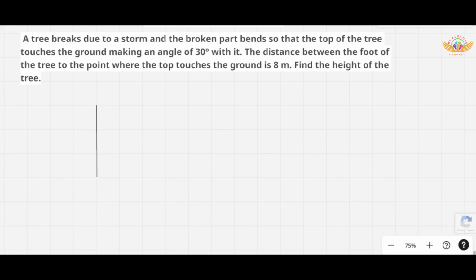The tree was broken when a storm came. So, and that broken part, you know what happened? It is touching the ground. So let us assume the tree was broken at this point. The tree was broken at this point. So this part is broken. And this part, what happened? It bent and it touched here. So let me draw it neatly.